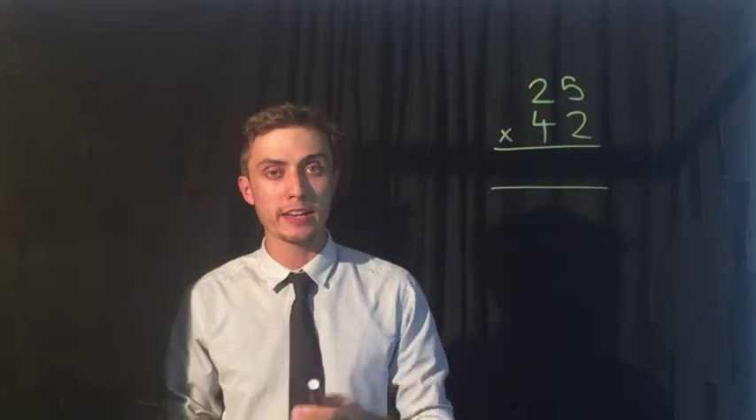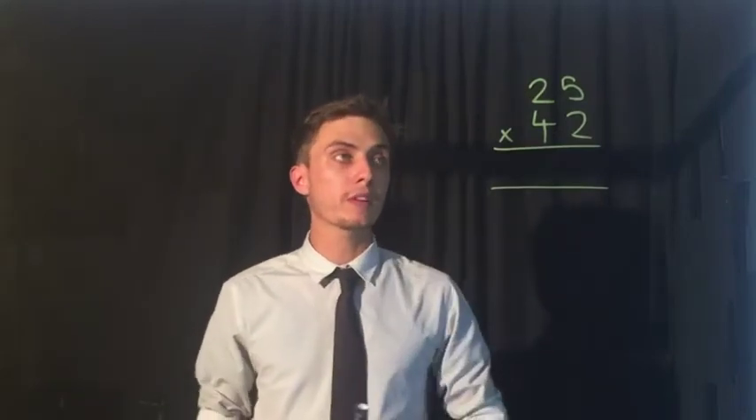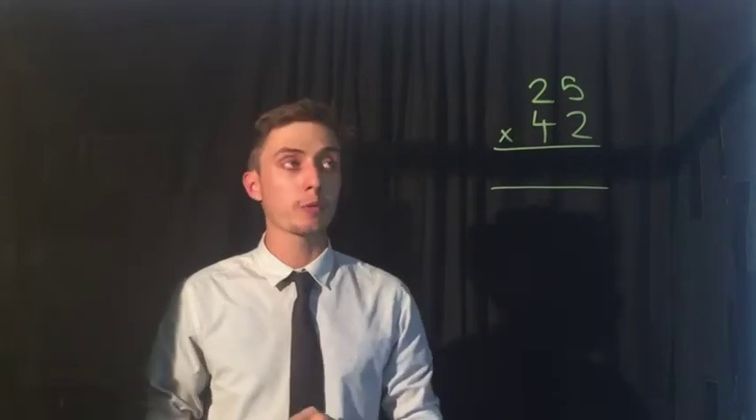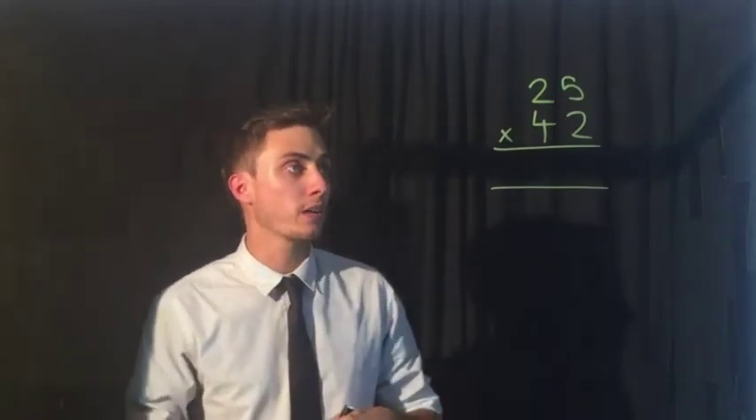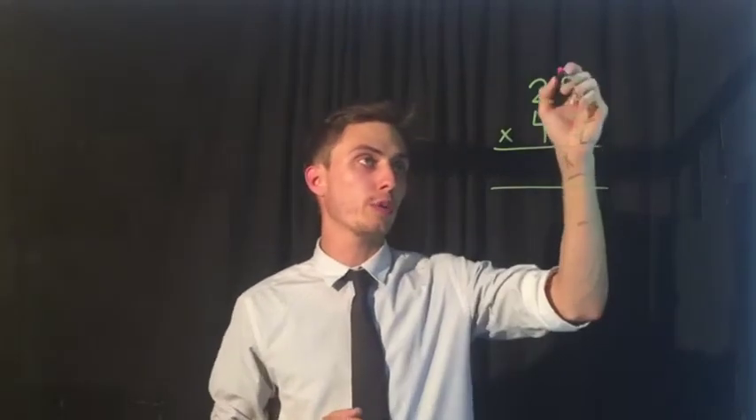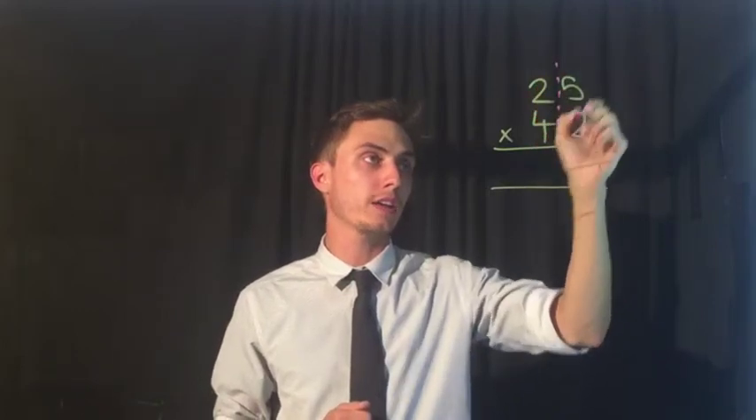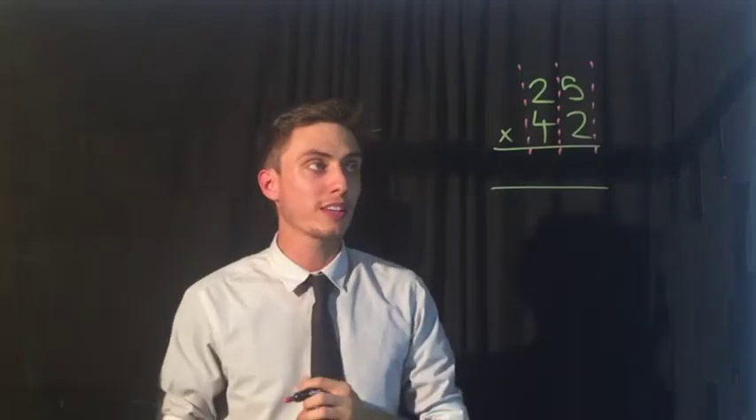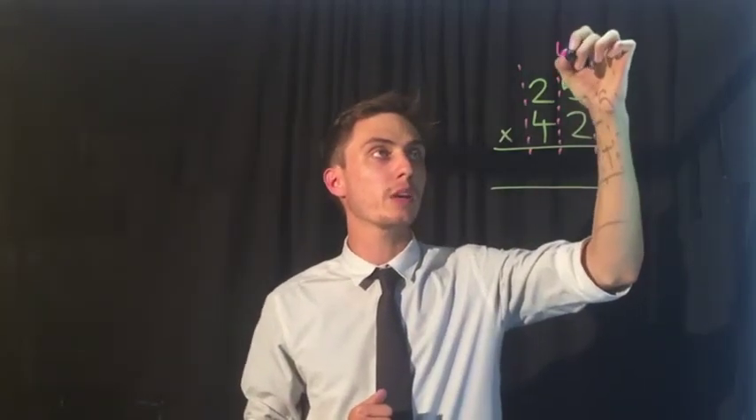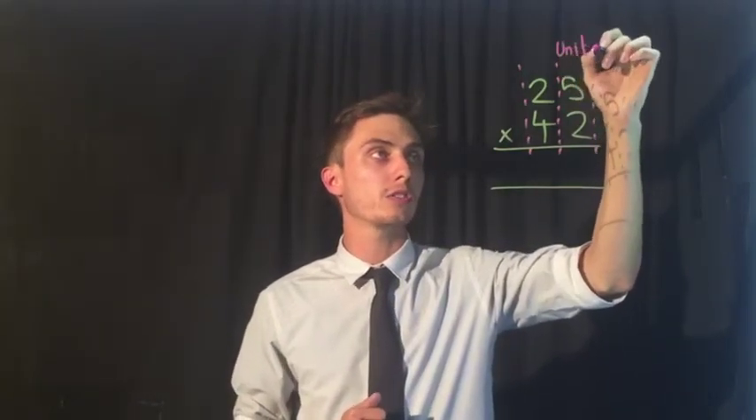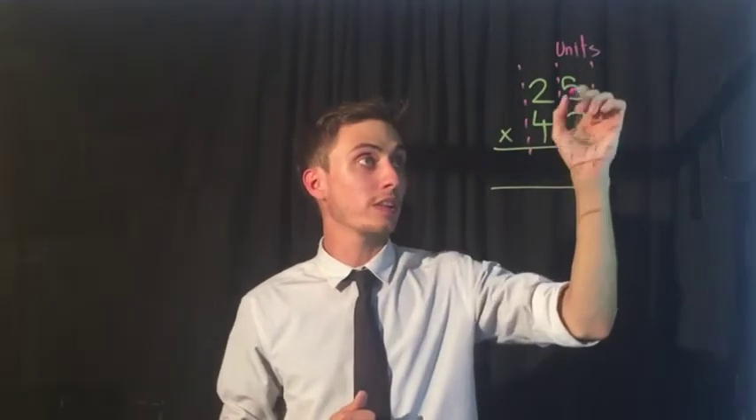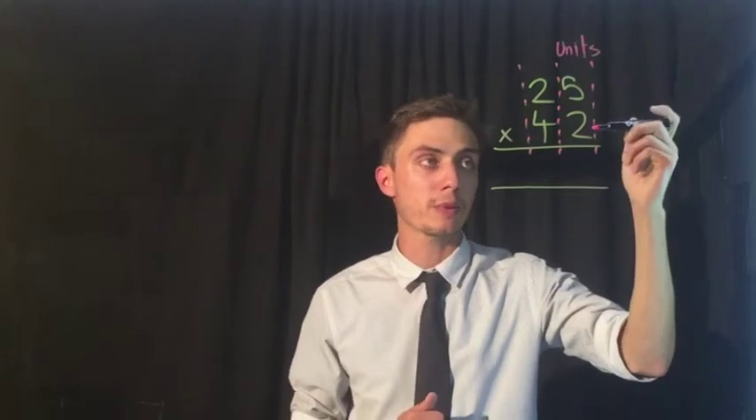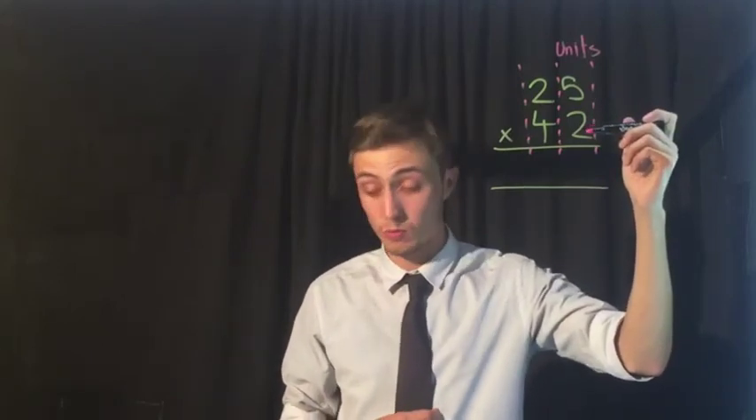Now before we start, it's very important when we're doing something like this that we keep in mind our place value. That's going to help us later on, so we're going to need to know where we are with our place value. So if we were to draw a line here and separate these columns, we would see that this column here is our units column. So in this number here, we have the digit 5, and here we have the digit 2.